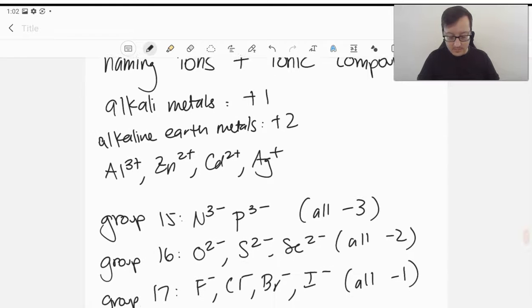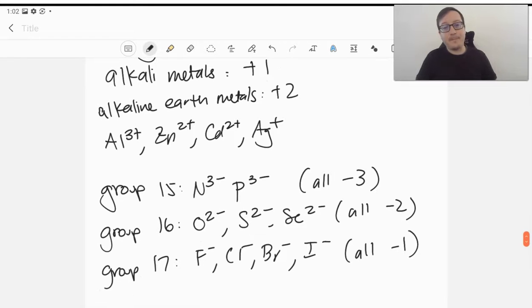On the other side, on the non-metal side, we'll see that group 15 typically takes a -3 charge. Group 16 usually is -2, and you can see the examples. And then group 17 usually takes a -1 charge. And as you can imagine, an ionic compound is held together because of positive and negative electrostatic interactions. And so we see that coming together. However, we should name these ions first.